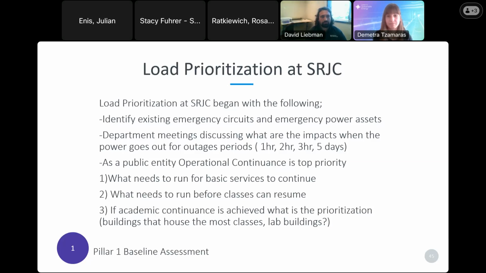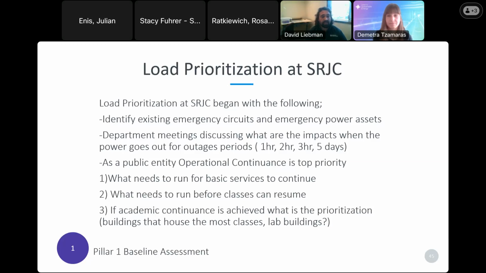And so our guiding process really looked at, as a public entity, our number one goal and top priority is operational continuance. So what do we need to run for basic services to continue? And I can tell you that's a data center so that we could operate remotely and have all of our student information data. The next is the check machine. All public employees need to get paid in order to work. Then we have our student financial services. If there's a natural disaster, we provide financial services to our students who don't have any resources. And so we need the ability to print them checks or send them money.